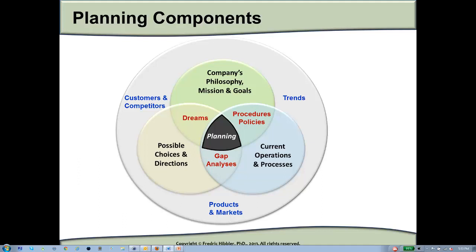As you see in this slide, dreams transition a company's philosophy, mission, and goals to the company's future state as defined by their possible choices and directions. Likewise, a company's procedures and policies transition a company's philosophy, mission, and goals into its current operations and processes. And finally, a company's current operations and processes are transitioned to their future possible choices and direction by the gap analysis. Taking all of these into consideration, these elements can become a robust and very effective planning tool for the change process.